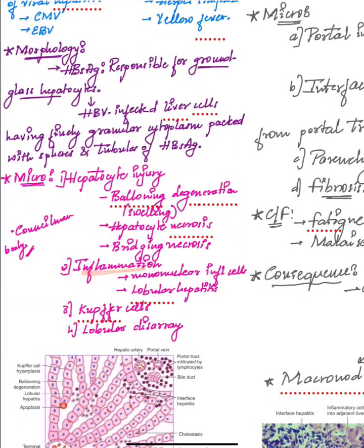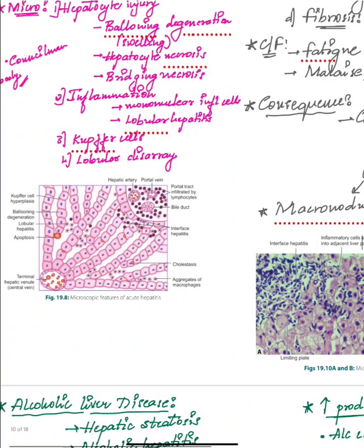Now, the inflammation may be mononuclear inflammatory cells or lobular hepatitis. Kupffer cells may be present. As I mentioned, the microscopic features of acute hepatitis show the presence of apoptosis and terminal hepatic venules, the central vein. Aggregates of macrophages can be seen, and there is the presence of cholestasis. Then we can see the portal tract is infiltrated by lymphocytes. The hepatic artery is also infiltrated.